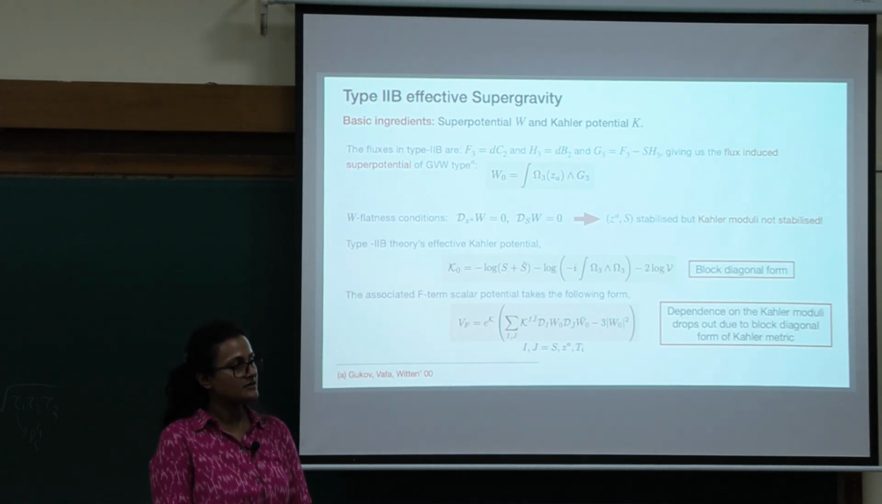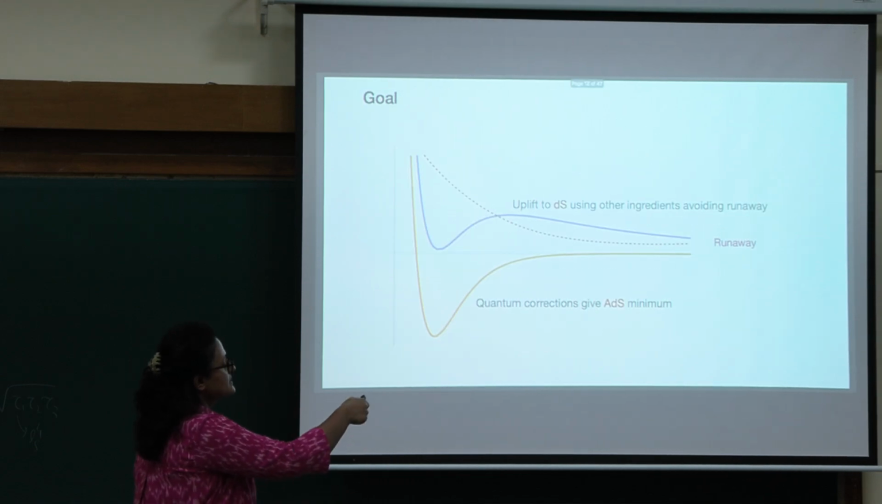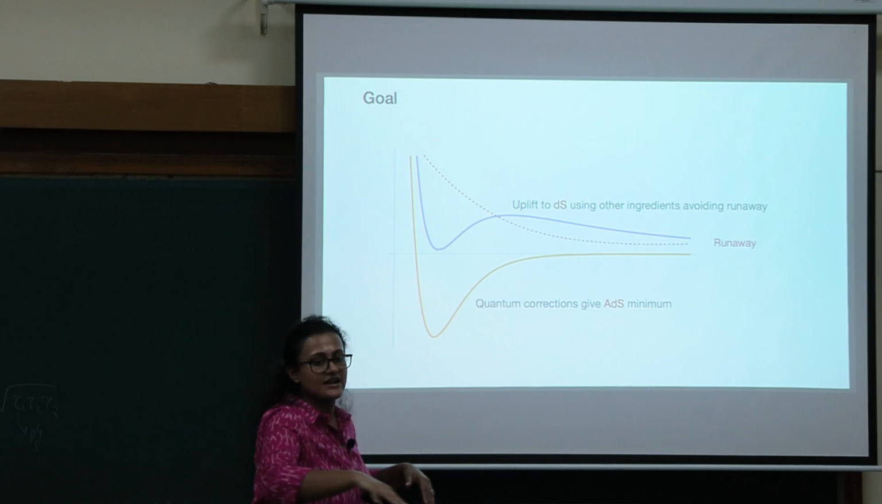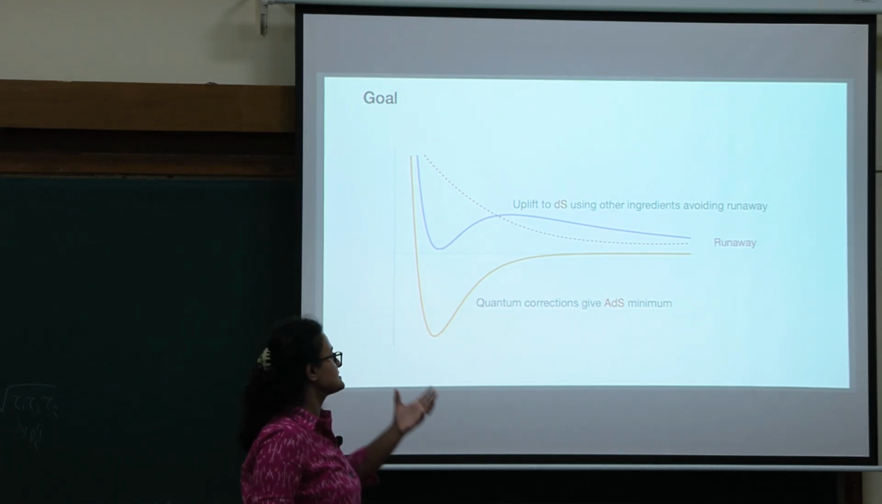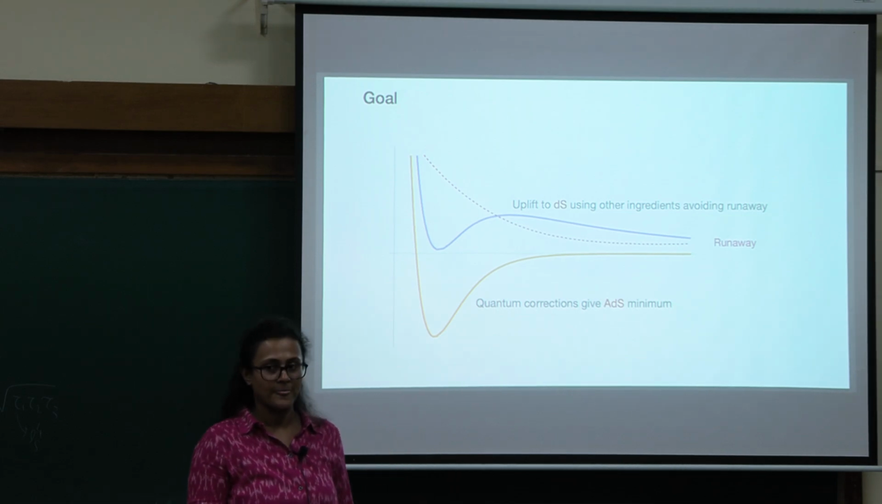Exactly. They have directions, and those directions are called flat. So the potential will not be generated. This is what I mean by flat direction, like there is a runaway. There is no stabilization, there is no minima in those directions.